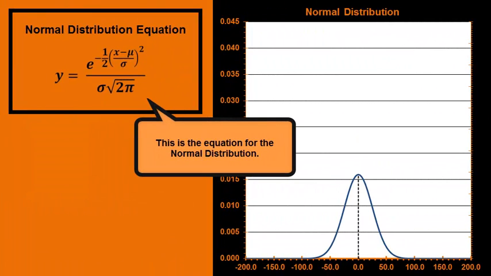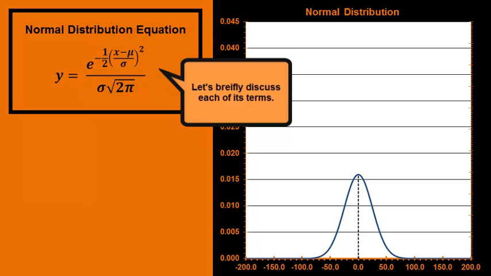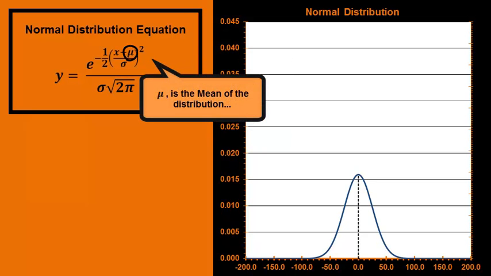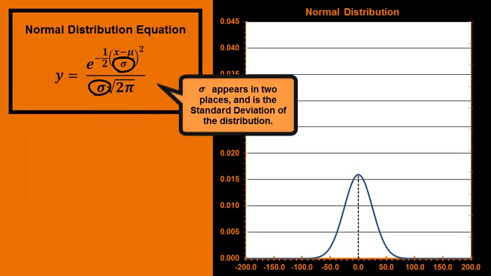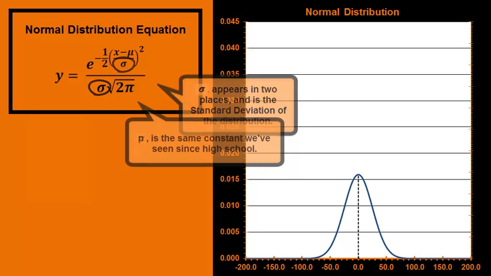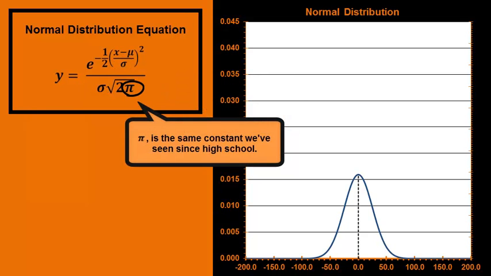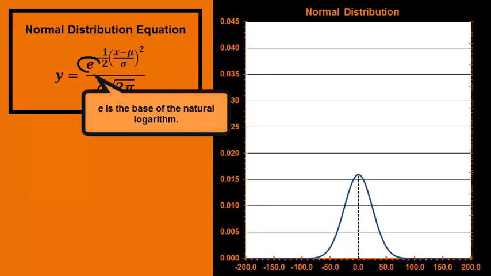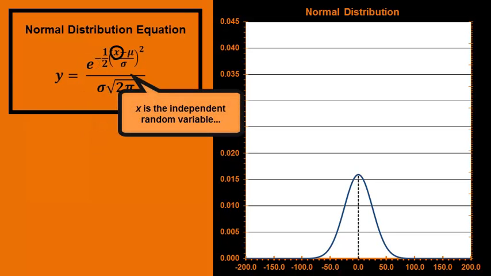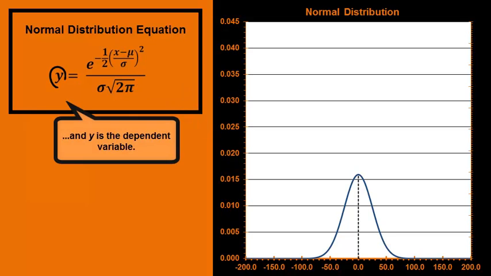This is the equation for the normal distribution. Let's briefly discuss each of its terms. Mu is the mean of the distribution. Sigma appears in two places and is the standard deviation of the distribution. Pi is the same constant we've seen since high school. E is the base of the natural logarithm. X is the independent random variable, and y is the dependent variable.